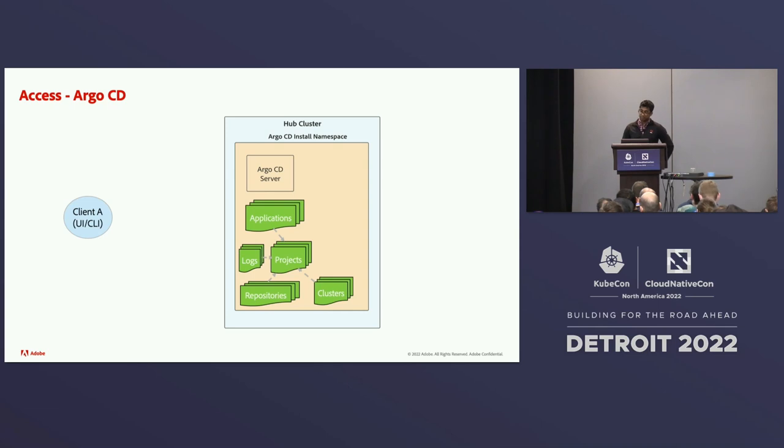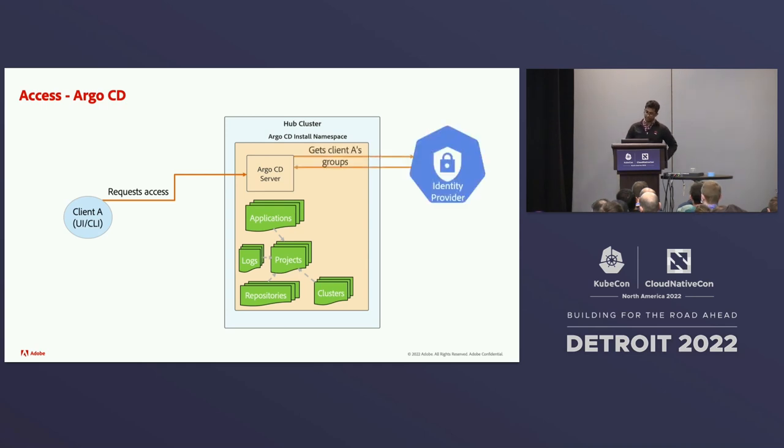After setting up project scoping, a client can request access to a resource, and the Argo CD server gets the client's group information from, again, the configured identity provider, which again here for Argo CD is Azure Active Directory. The Argo CD server then checks if any of the client's groups are authorized by the parent project of the requested resource. If so, then the request is granted. If not, the request is blocked.